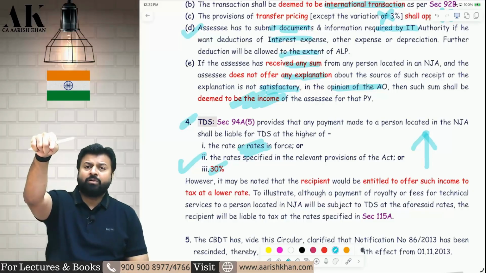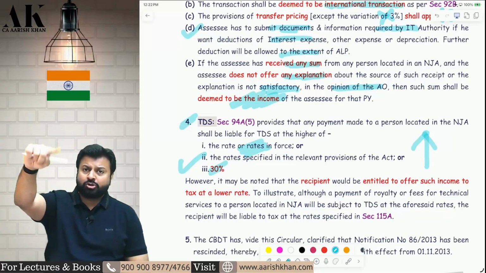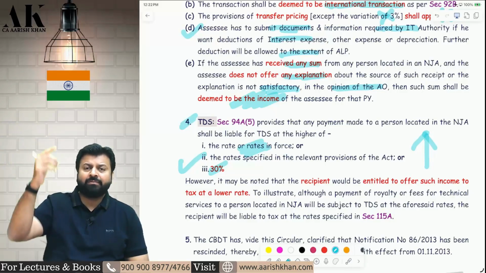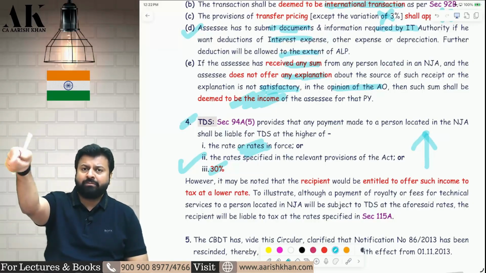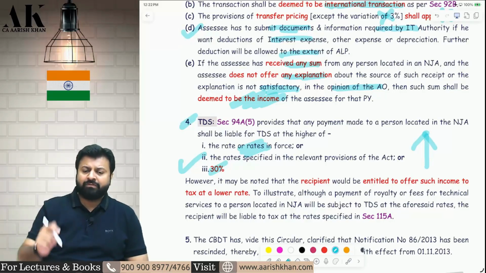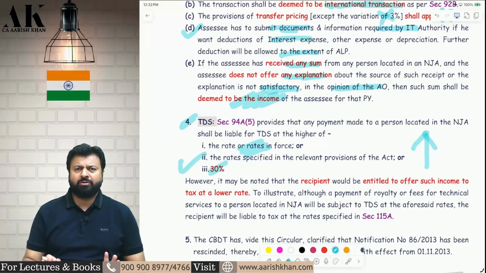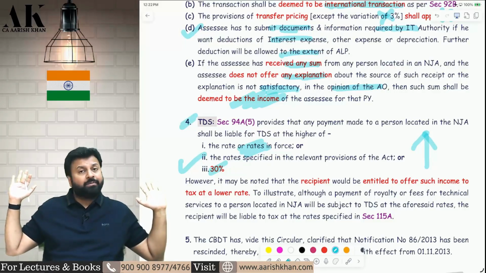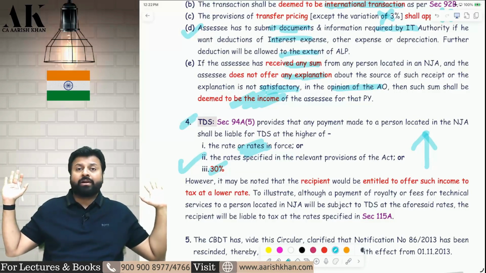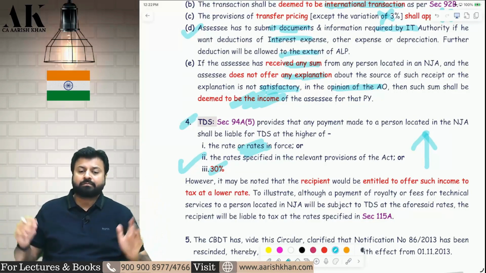Then tell the other person located in the NJA to file the ITR, to show the income, to show the tax as 20% and claim the refund. Because the tax is 20%, we have already deducted 30%. Tell him to claim the refund of the 10%, we will give the refund. Don't worry. We are not saying that we will take extra money from you. But while deducting TDS, we will deduct at 30% only. We will not deduct at a lower rate. We will deduct at 30%.